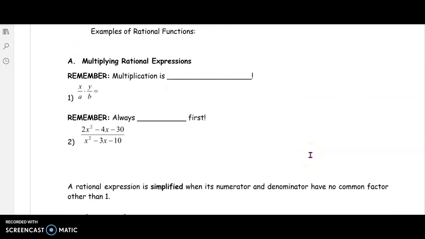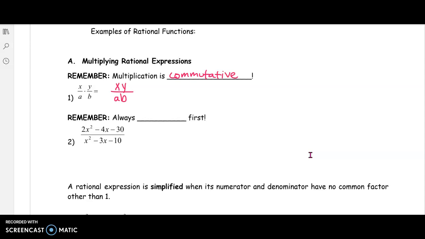Now, remember, multiplying is not too bad, guys. Multiplying, we multiply the tops, we multiply the bottoms, and it is commutative, which really just means x times y is the same thing as y times x. So it doesn't matter which variable you put first. Usually I go alphabetically. So x times y is xy, a times b is ab.